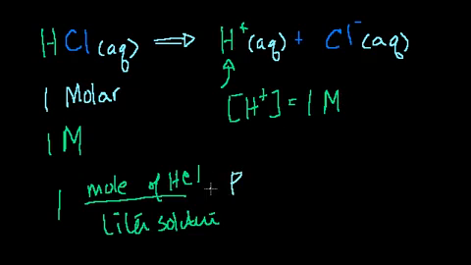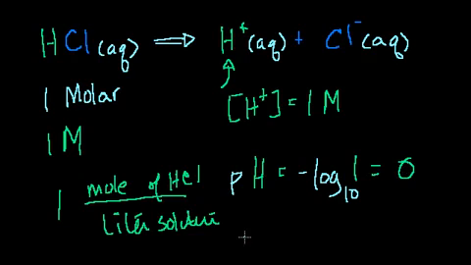So the pH is going to be equal to the minus log base 10 of our hydrogen concentration of 1, which is equal, 10 to the what power is equal to 1? Well, anything to the 0th power is equal to 1, including 10. So this is equal to 0. Minus 0 is just 0. So your pH is 0.